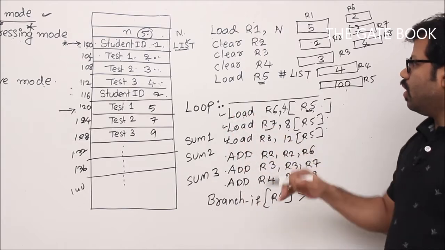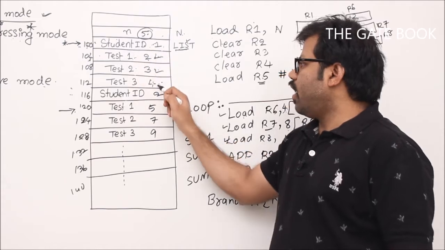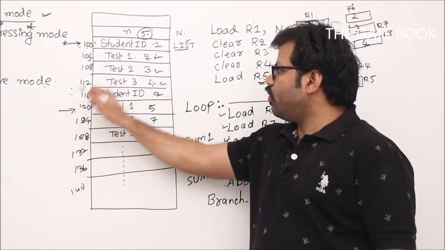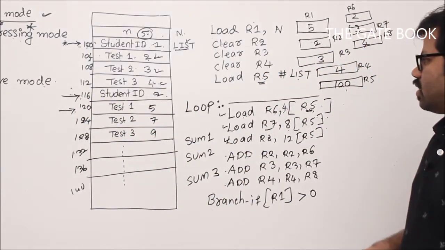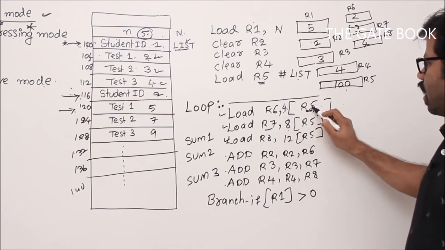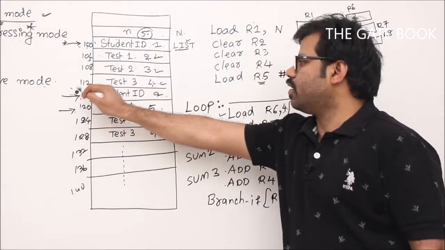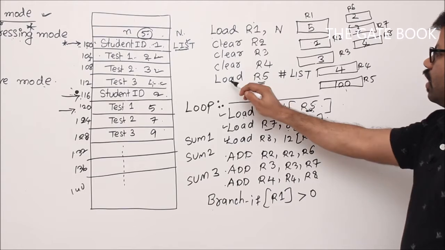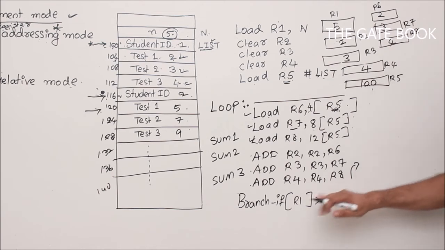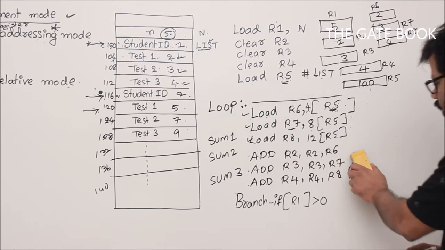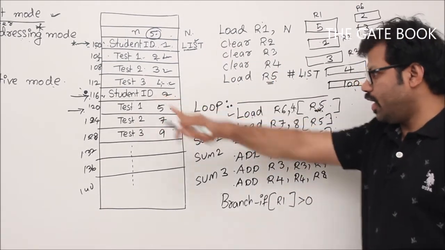Next time when you go to loop, the first time we started with these 3 values, right? Next time the list value should be different, that means we should come somehow to here. Then what I want to tell you is this 4 plus R5, 8 plus R5, 12 plus R5 should refer to these 3. For that R5 should come here. So where is R5? You loaded R5 with list. So before going back to the loop, we add an extra step which increments R5 so that R5 comes to this point, student ID 2.